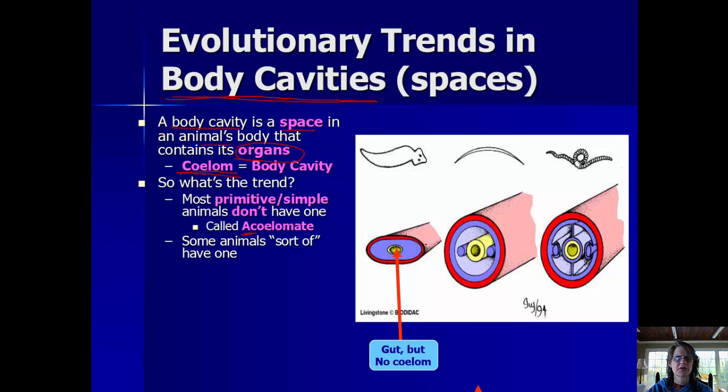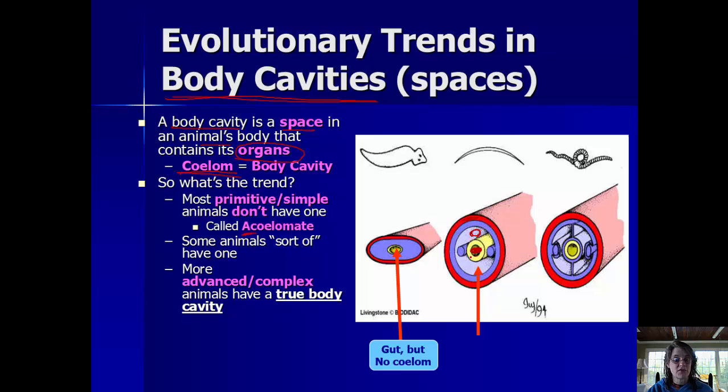Some animals sort of have one. We're not going to pay too much attention to those because we won't see too many of those animals that sort of have a body cavity. This animal sort of has a body cavity, but it doesn't quite meet the definition. Here's its gut where food would go, and here's the outer layer of tissue, and there's a space here, but it's not quite proper, and we're not going to get bogged down in the details as to why.